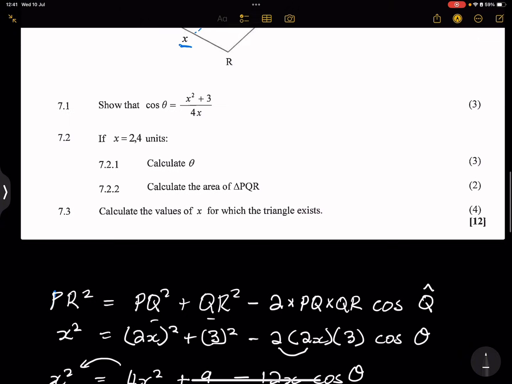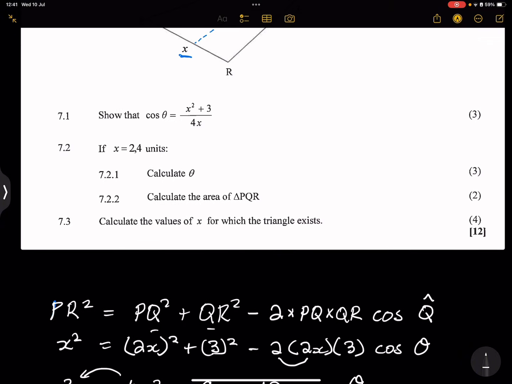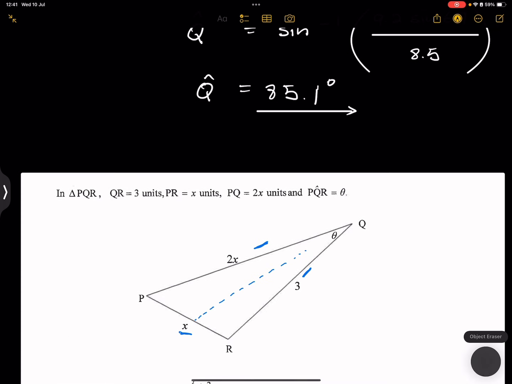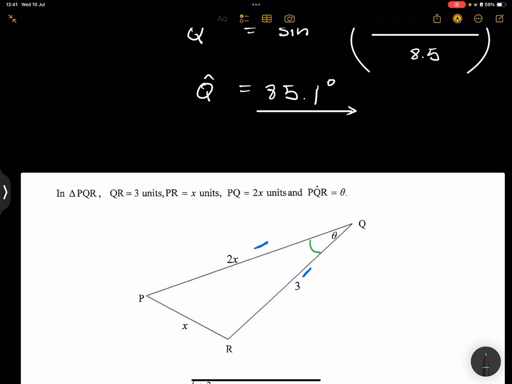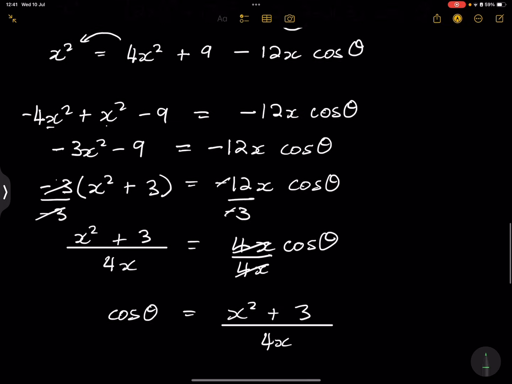So they want us to calculate the area of triangle PQR. Now remember what we said about the area, right? Two sides and an included angle. So in this case, the only angle that we've got is angle theta. We just found out that that angle there will actually be 21.2. So the two sides are side PQ as well as side QR. So let's use our area rule.